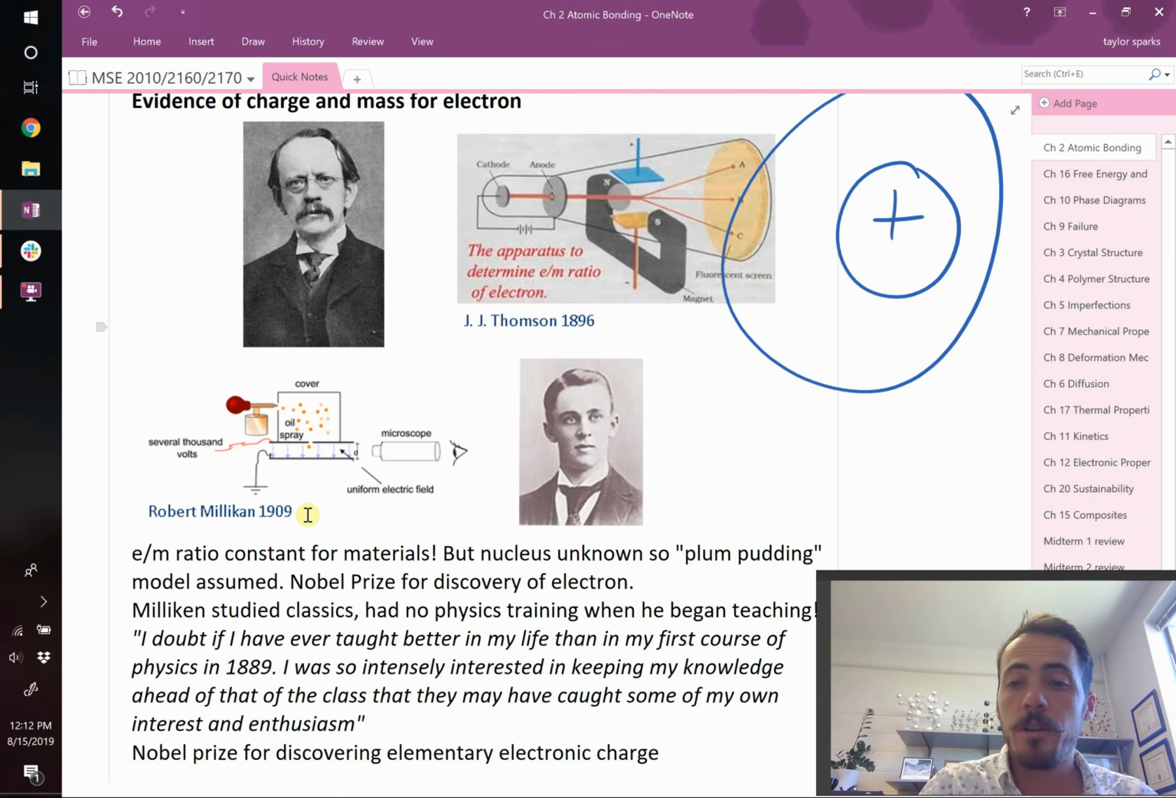Now, at this time, we still didn't know that nuclei existed. They figured that they could charge these things.